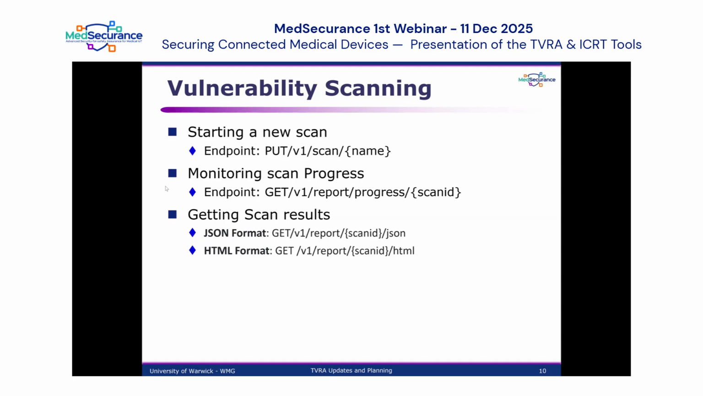So these are some APIs which TVRA is providing to manufacturers so that they can use TVRA. If they want to run a new scan, we have an API. And to monitor, they have a different API. And for scan results, we have different JSON and HTML format APIs. So in the demonstration, you will get the idea how this tool works.